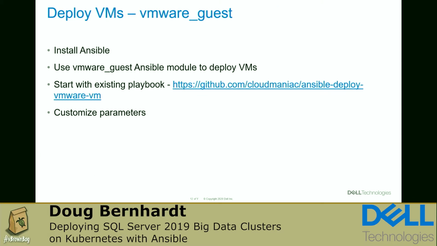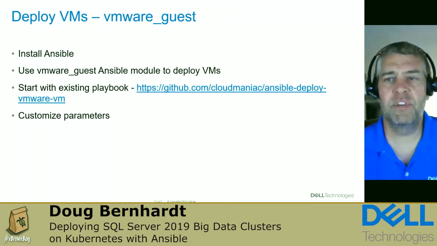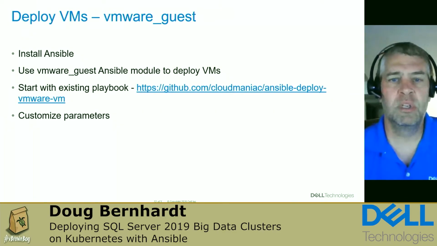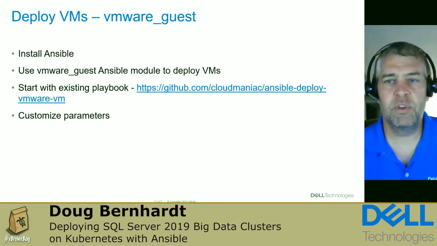Once the template is ready to go, you can deploy the VMs using the VMware Guest Ansible module. First, you'll need to install Ansible if you don't already have it somewhere. It's agentless, so you just install it on a machine that has access to everything you wish to automate. And as I mentioned earlier, Ansible has several modules that know how to communicate with various infrastructure components. Using this module, you can start with an existing playbook or write your own.